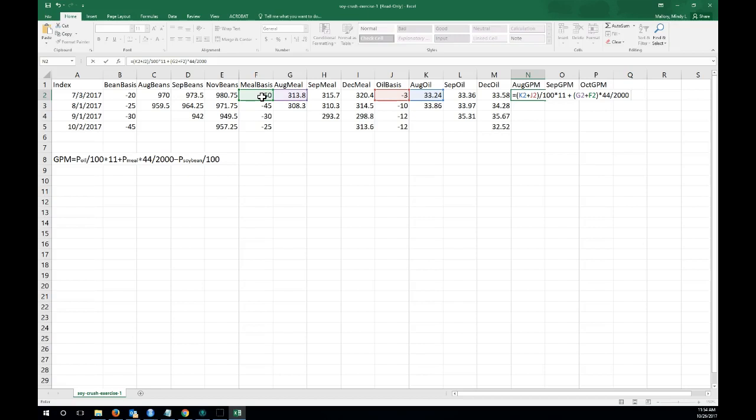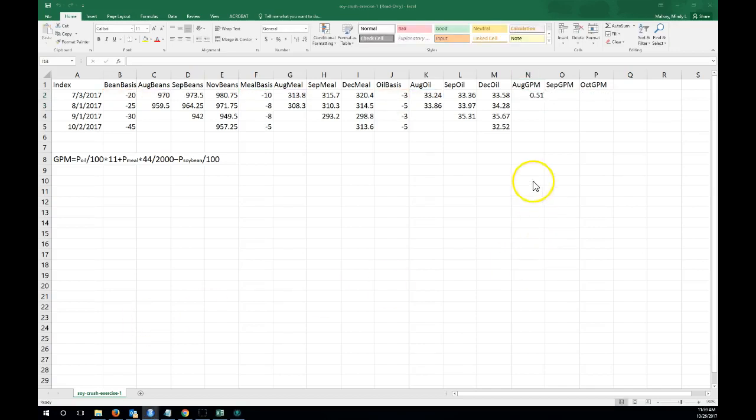Alright, so now we just need to subtract our soybean price. So you're going to want to do a minus and a parenthesis. And get your soybean price. Add the basis to it. Divide by 100 to get it into dollars per bushel. And this should do it.